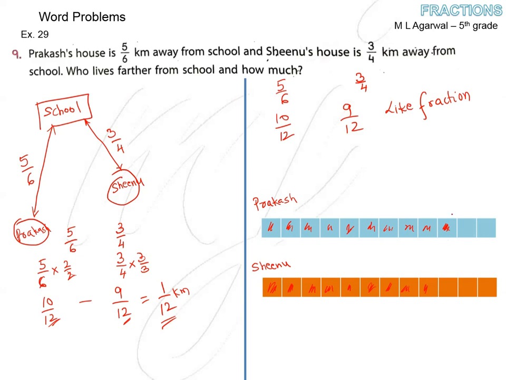If you see, compare this, only 1 is extra. So you can say 1/12. Out of the total parts, only one part. So 1/12 is the answer. Okay. Understood how to do it with the block diagram?